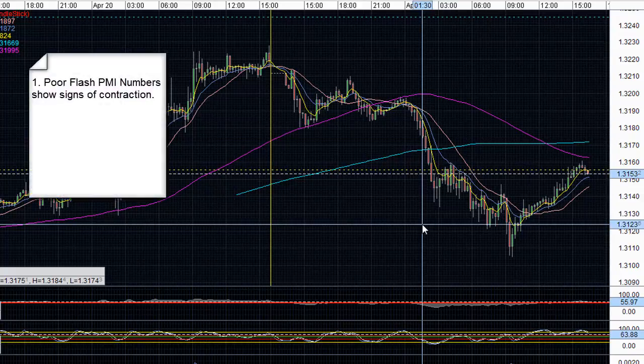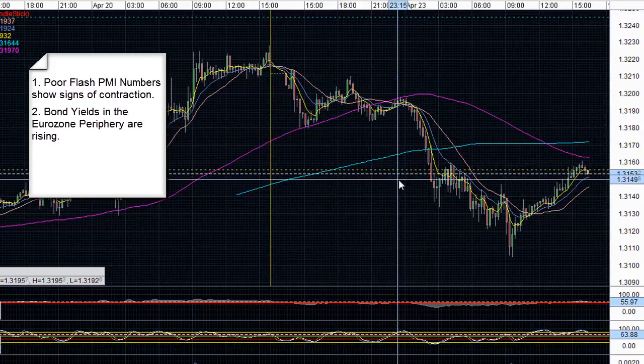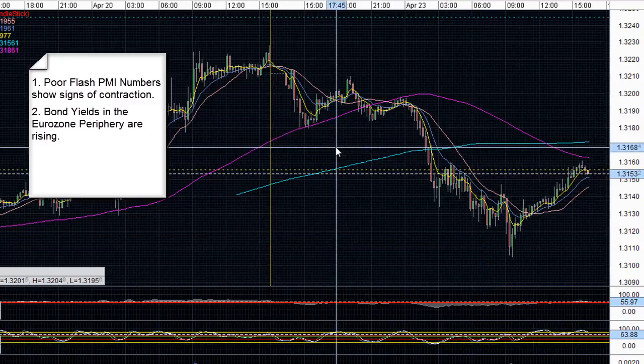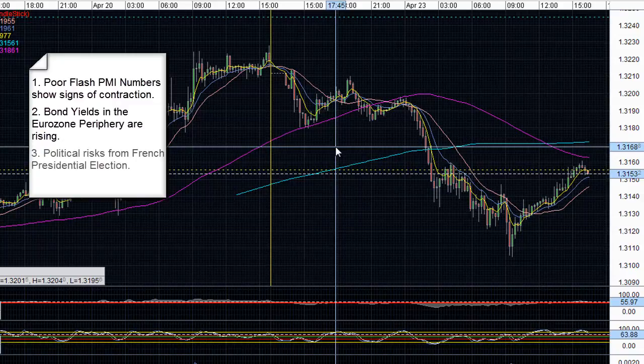For one, we had poor Flash PMI data from the Eurozone. On top of that, we're still having fears over the rising yields in the Eurozone peripheral bond market, in particular Spain. So this weighed heavily on investor sentiment. So we've been seeing prices fall for most of the day. But that's not the only news that was moving the market.